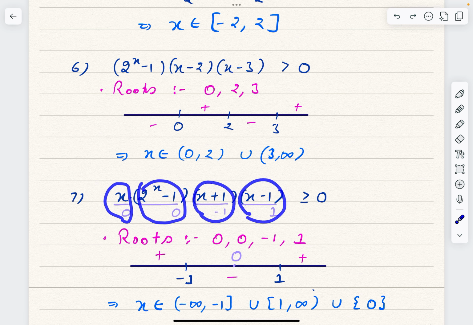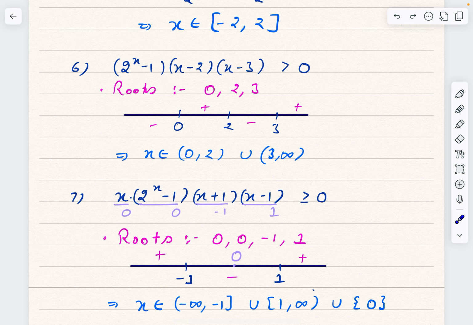This root, plus 1. So there are four roots: 0, 0, minus 1, 1, but 0 comes an even number of times. And I told you, the root which comes an even number of times, we ignore for the number line. So we ignore 0 and plot only minus 1 and 1, so plus minus plus. But we have to remind ourselves that the value at 0 is 0.